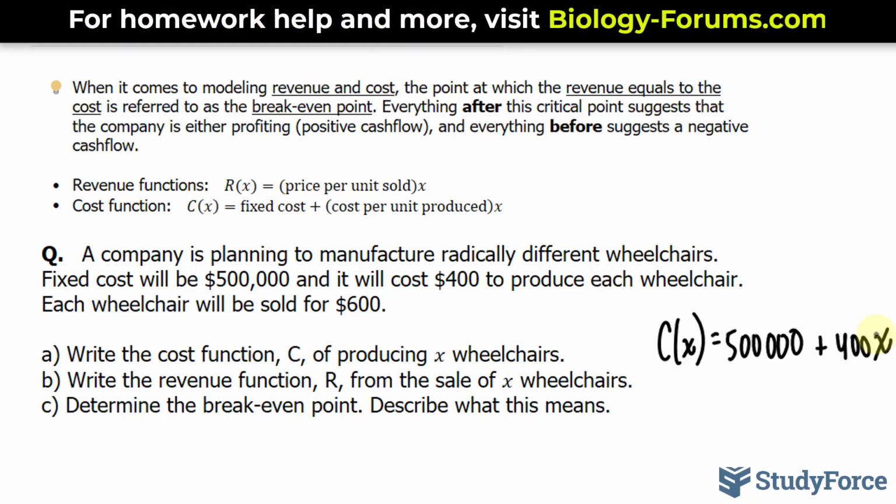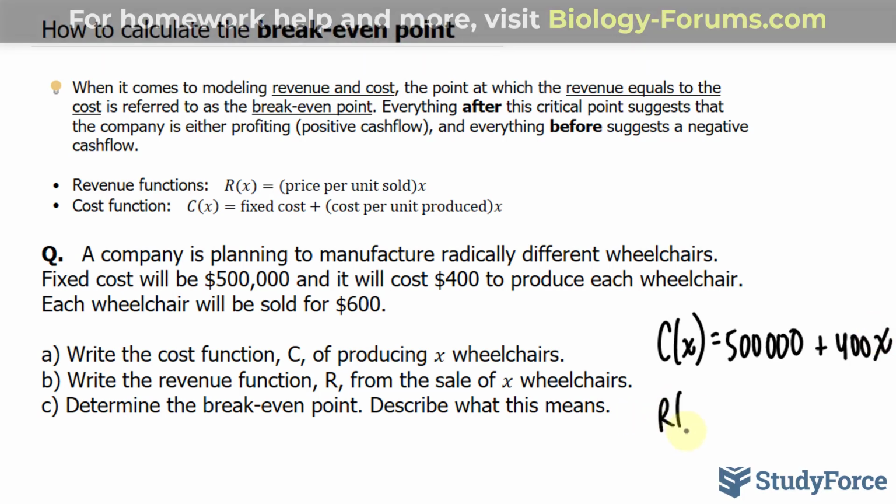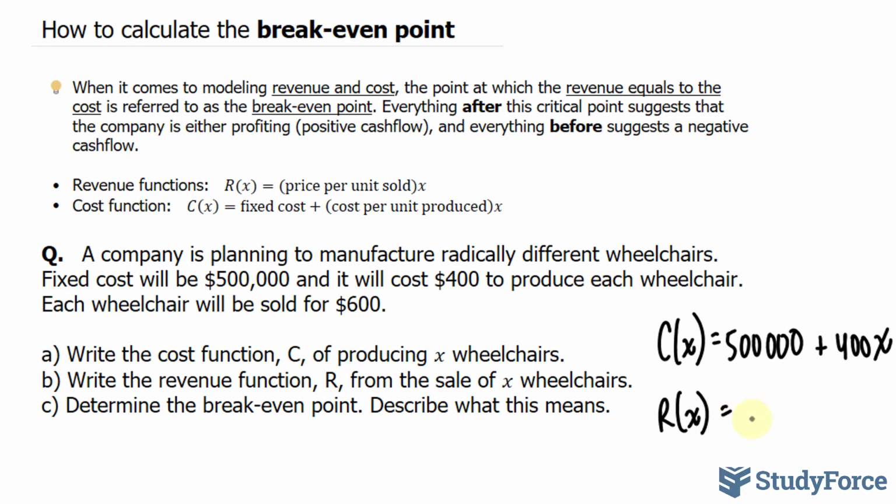Question B asks, write the revenue function R from the sale of X wheelchairs. So we're told from the question that we'll be selling each wheelchair for $600. So a revenue function, R of X, is equal to 600 times X. Notice that X in both of these represents the number of wheelchairs. Finally, determine the break-even point and describe what this means.